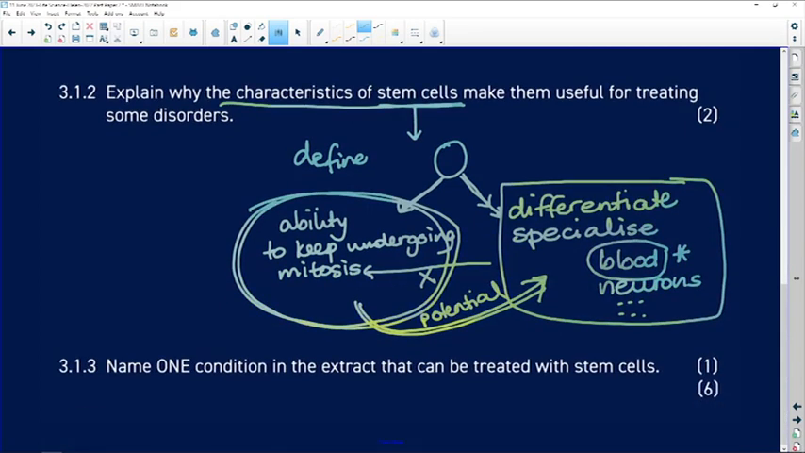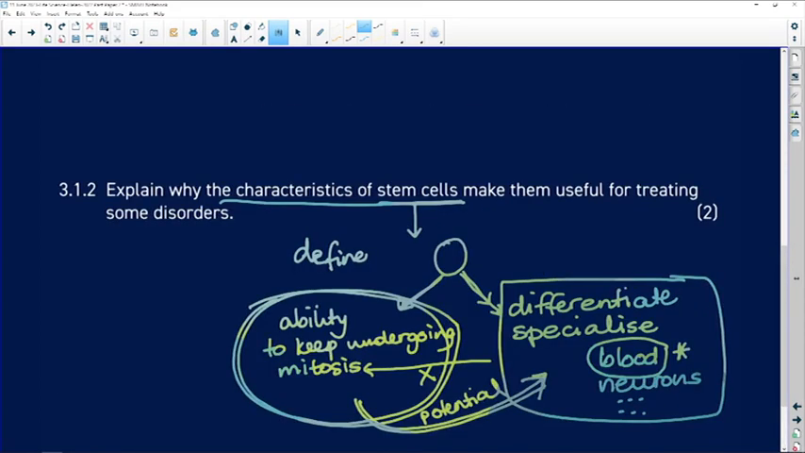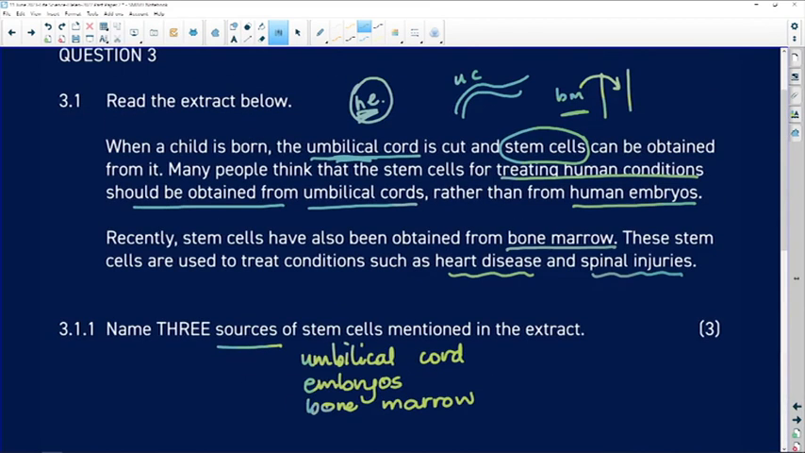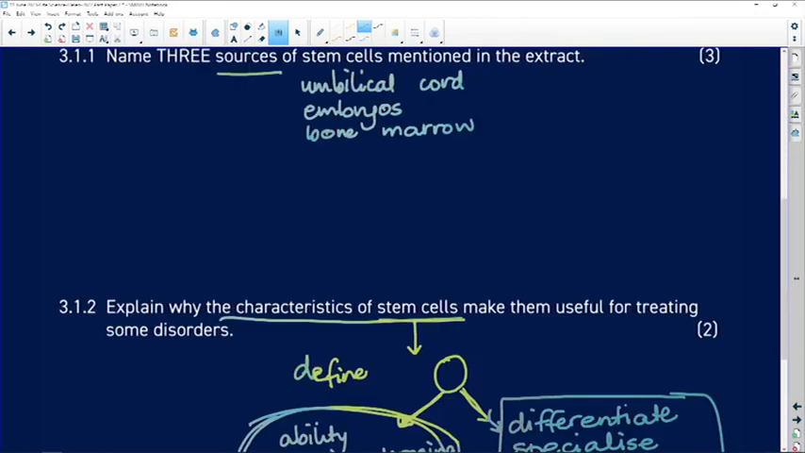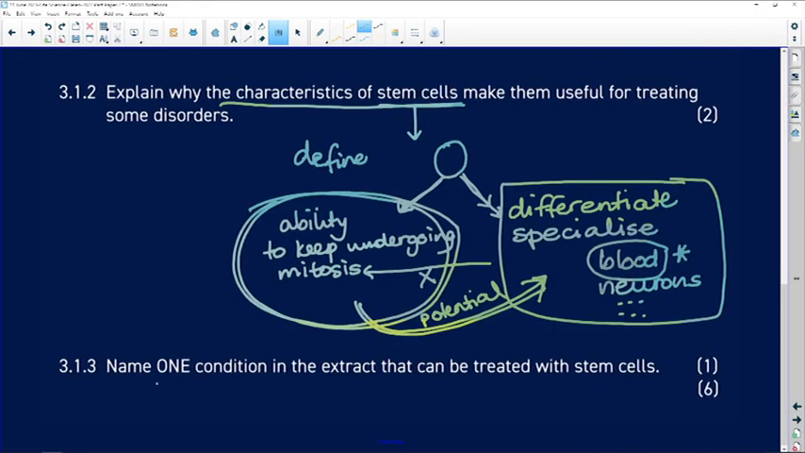Name one condition in the extract that can be treated with stem cells. This just involves you reading. Heart disease, spinal injuries. There are 2 listed, and you had to simply name one.